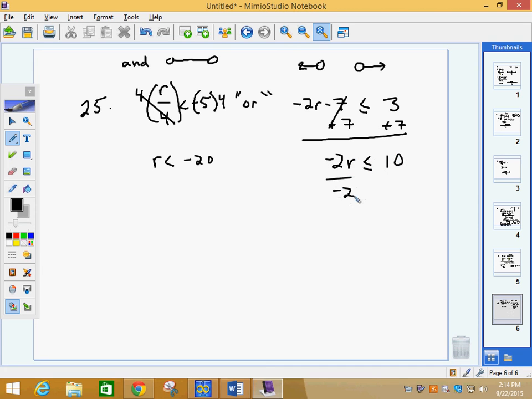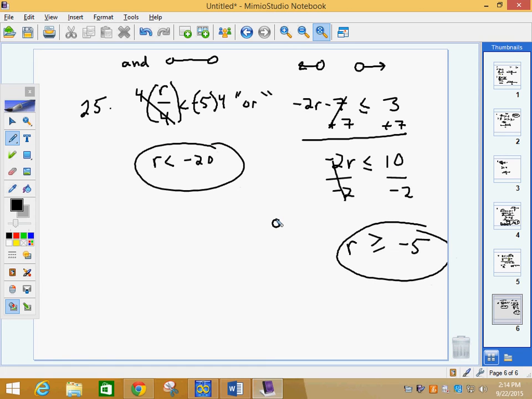Divide by negative 2. Cancels. I'm dividing by negative, so I'll flip my inequality. R is greater than or equal to negative 5. Okay, so I have this or this is my answer.